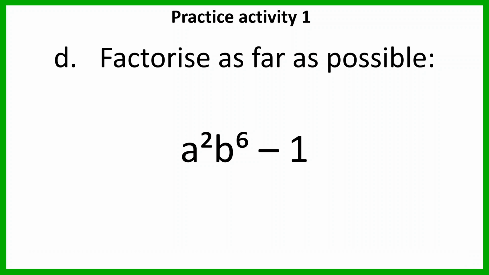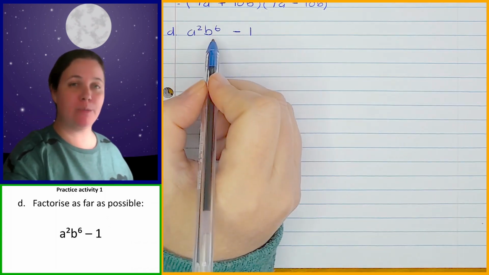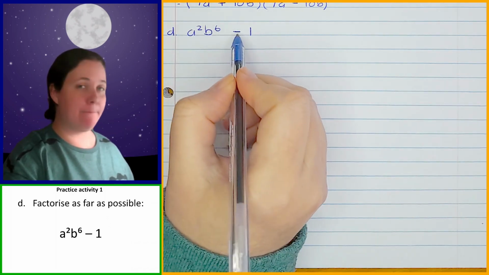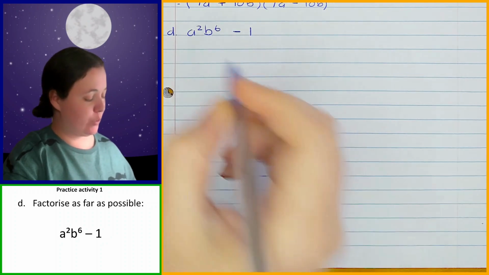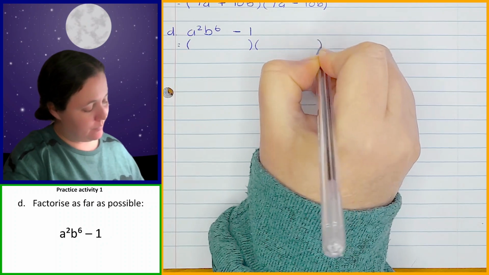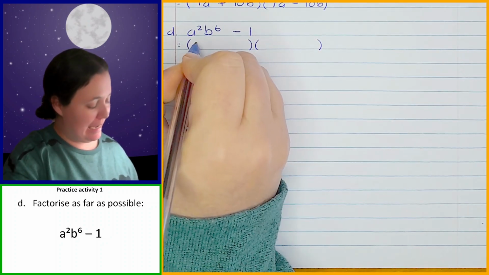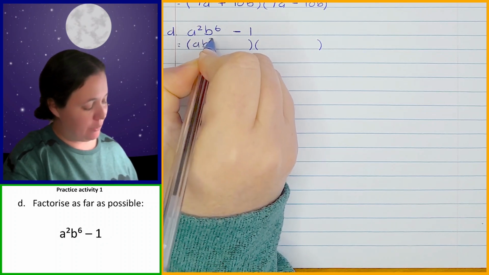Okay, so let's go through that question. For question D, I've got a squared b to the power of 6, that is a perfect square, minus 1, which is a perfect square. So I have two sets of brackets. The square root of a squared b to the power of 6 is a b to the power of 3.